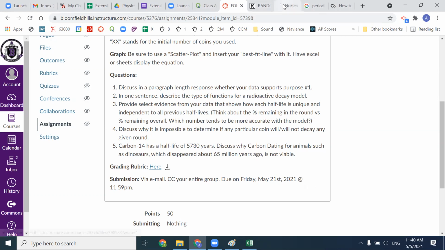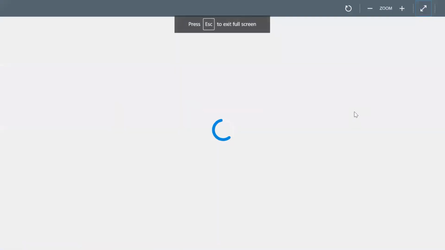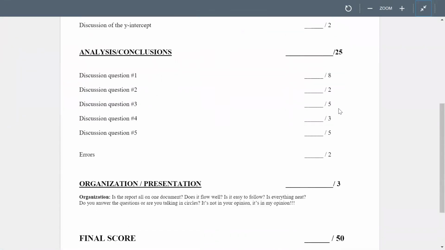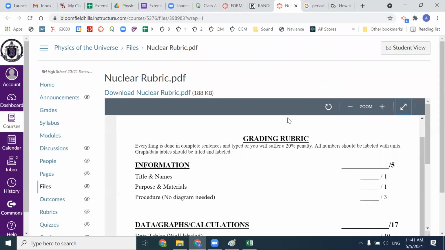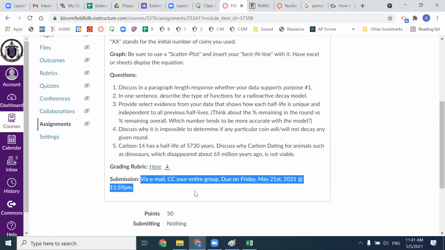Rubric is here. If it loads, standing circle, there we go. Rubric is here. Make sure you check everything off on the rubric. 50 points, standard. And submission via email, your entire group should be CC'd on it, due Friday, May 21st, 2021 at 11:59 p.m.